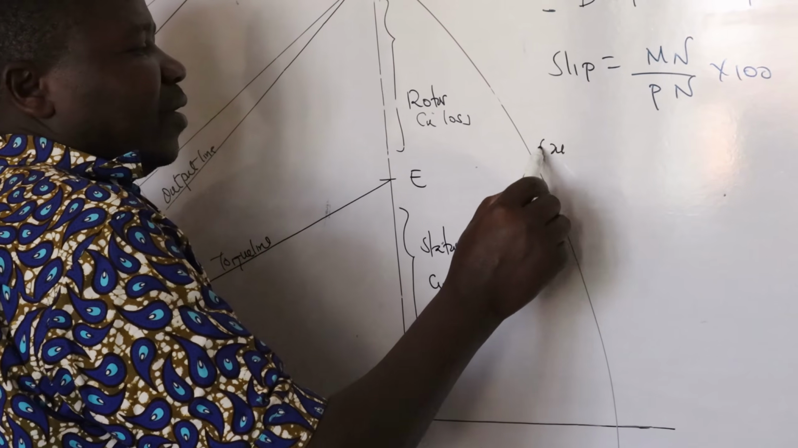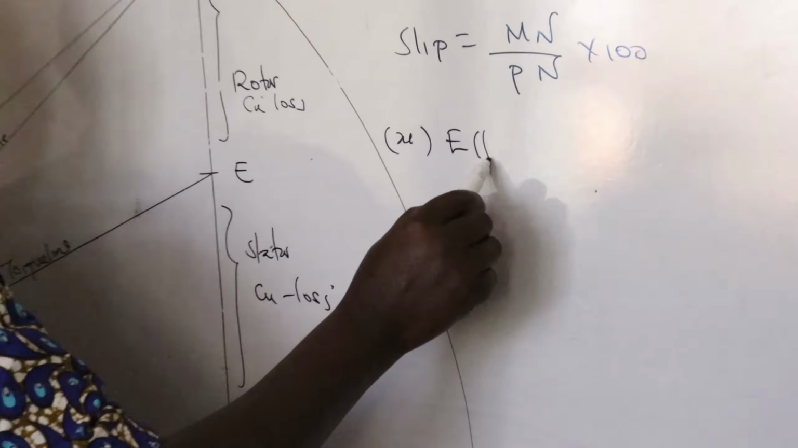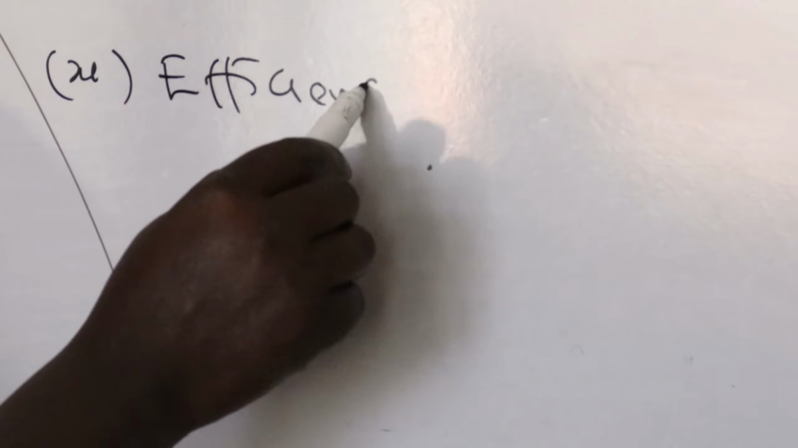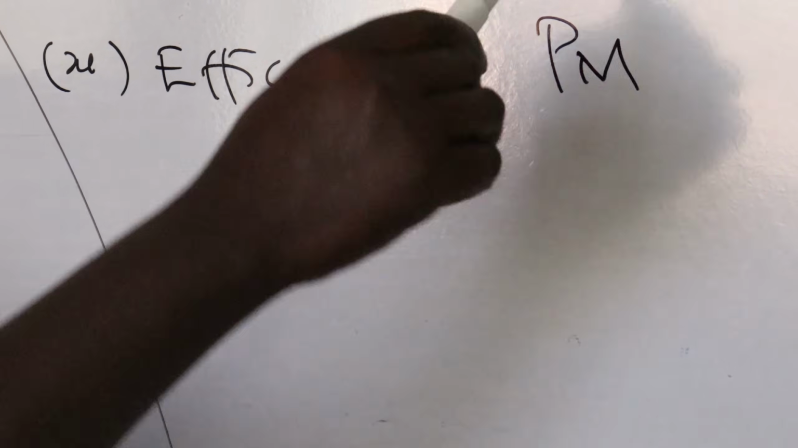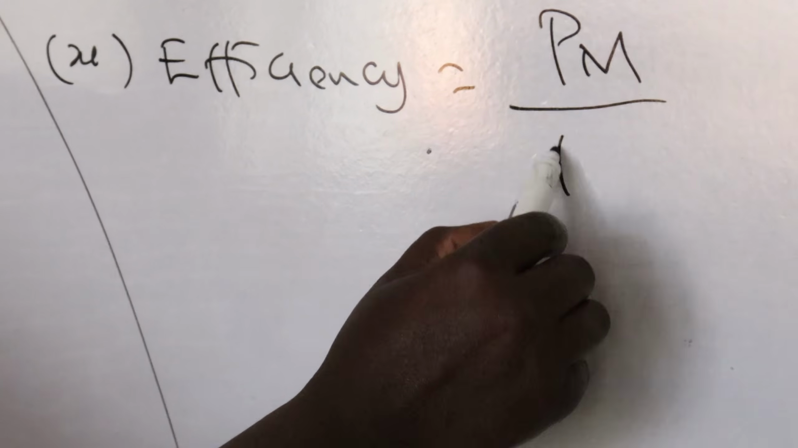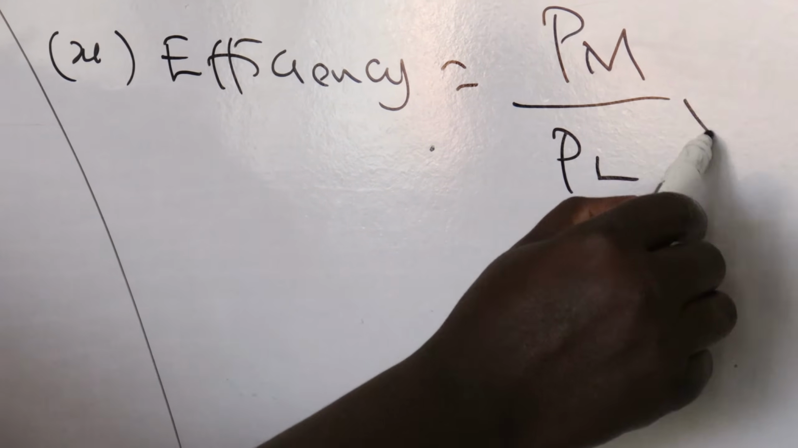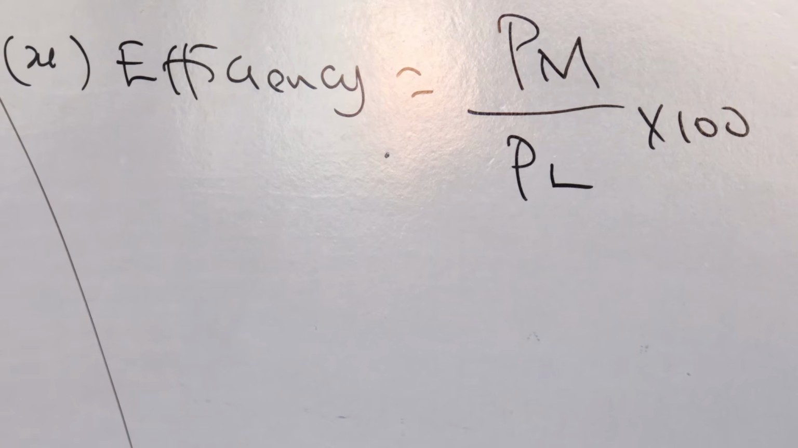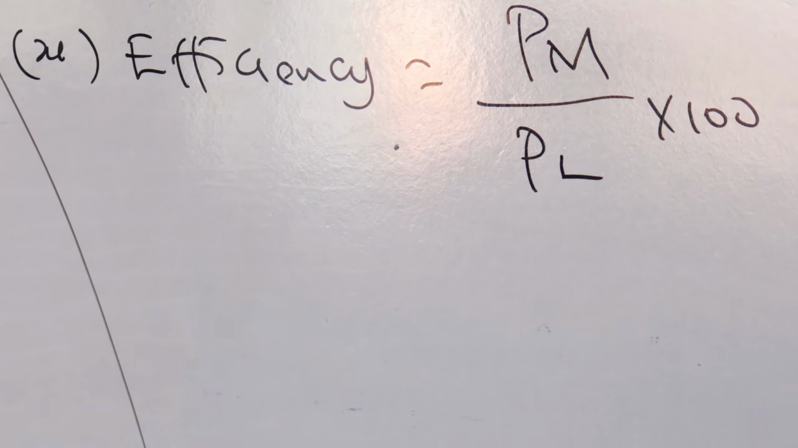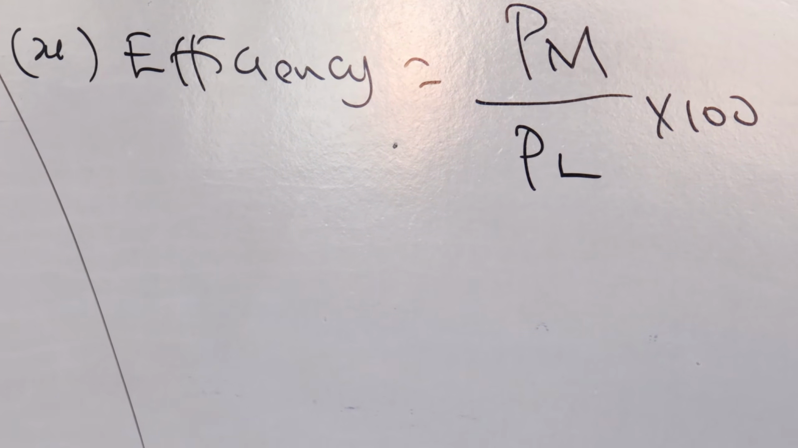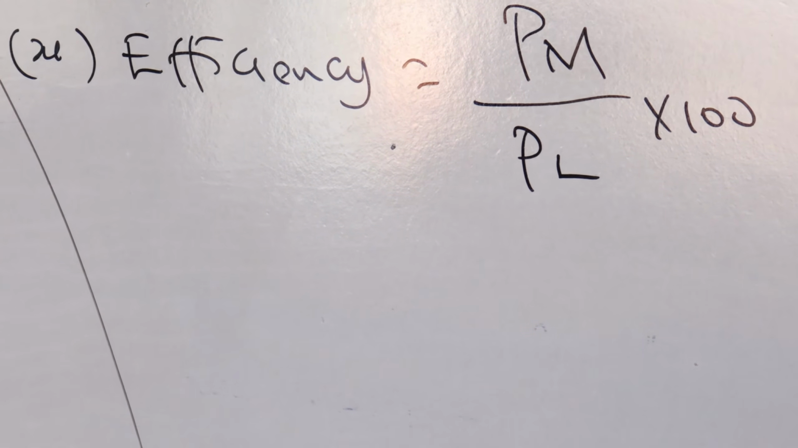Then 3 is efficiency. Same procedure. Efficiency is the P to output line over P to total line times 100. Efficiency is equal to P to output line, M to P, over P to total line.